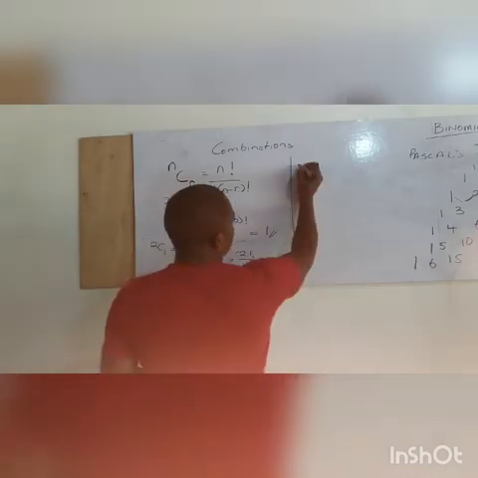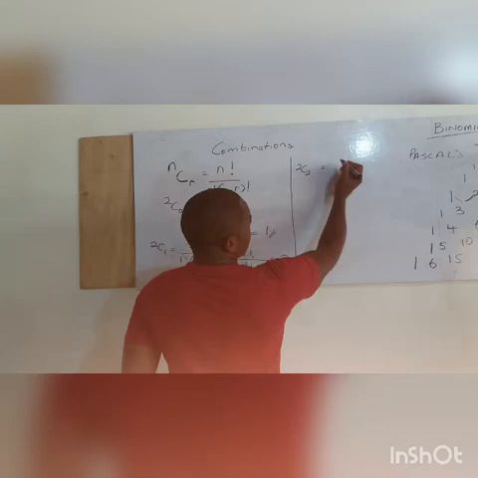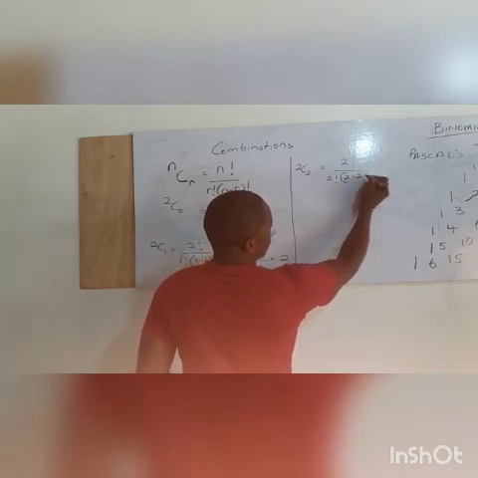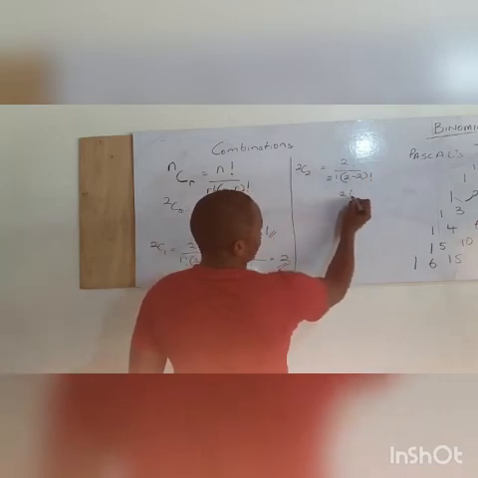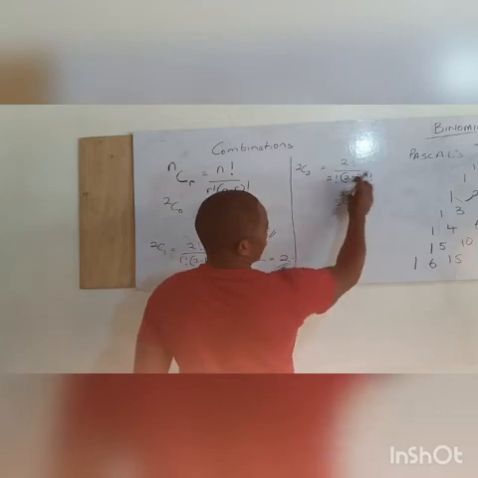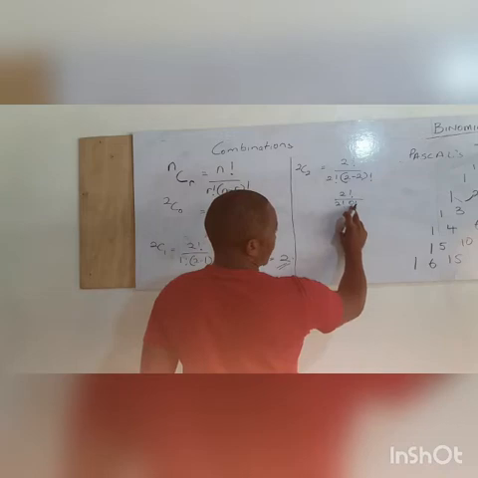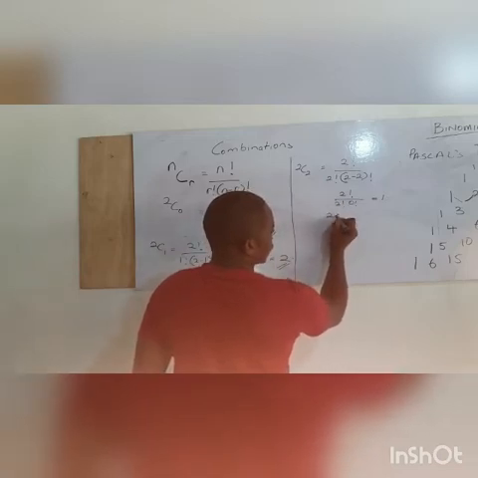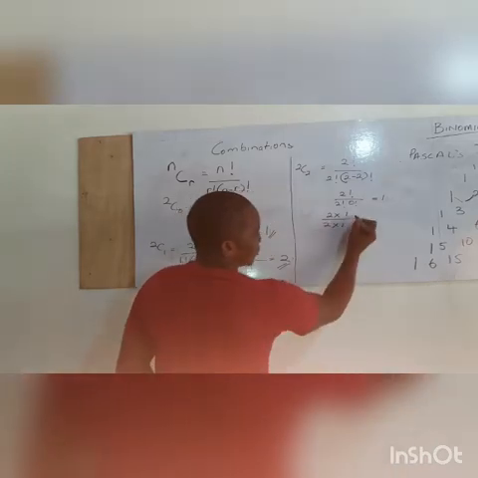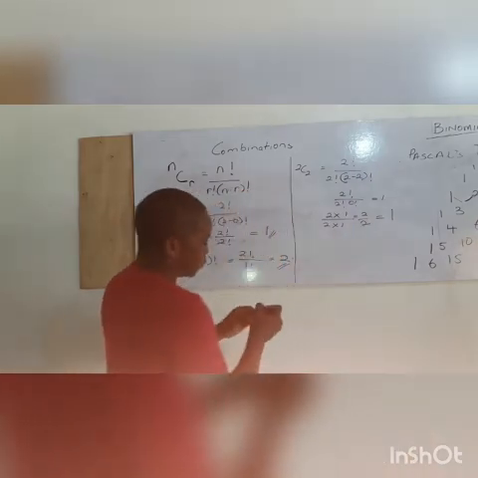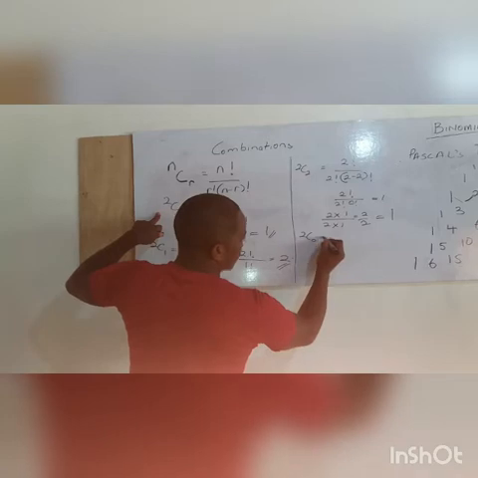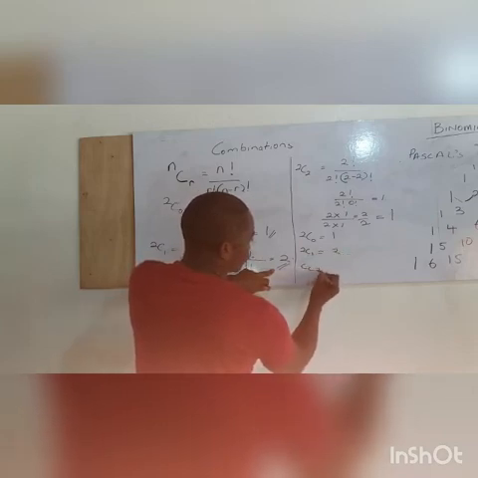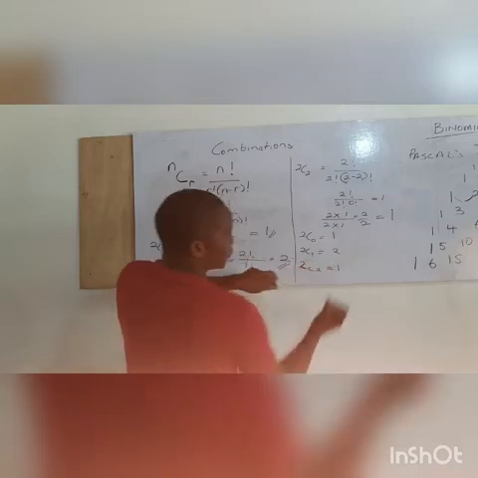So let's take 2 combination 2 and see. Our formula says 2 factorial divided by 2 factorial into 2 minus 2 all factorial. So what we have here is 2 factorial divided by 2 factorial, and 2 minus 2 is 0, so that gives 0 factorial. I know 0 factorial is considered as 1. So 2 factorial into 2 factorial, that means 2 times 1 into 2 times 1, which is 2 divided by 2, which is 1. So if I write it down clearly, 2 combination 0's answer is 1. 2 combination 1 gives us 2. 2 combination 2 gives us 1.